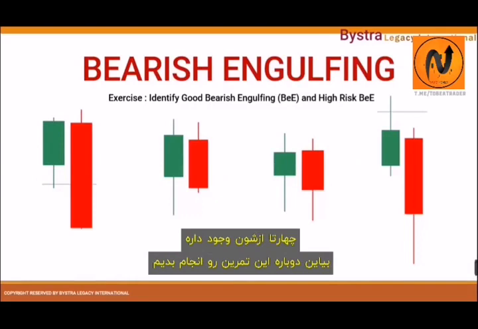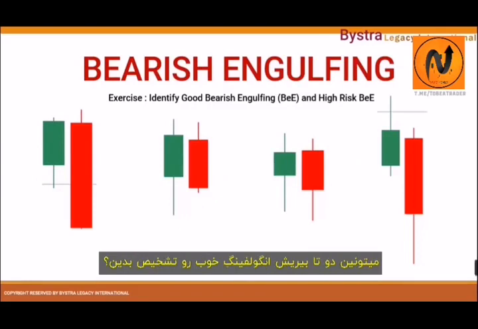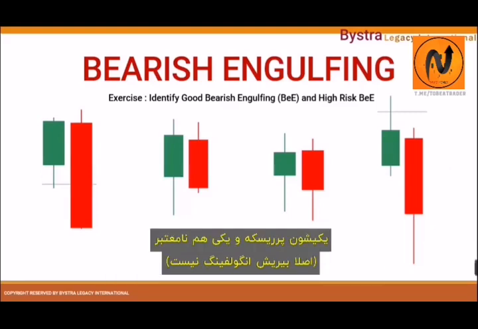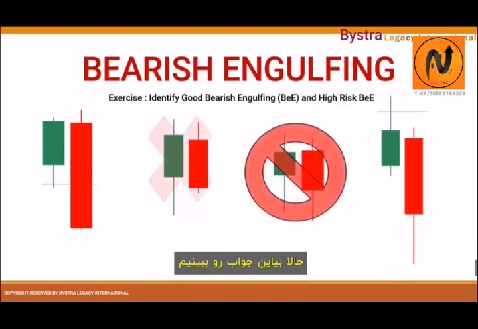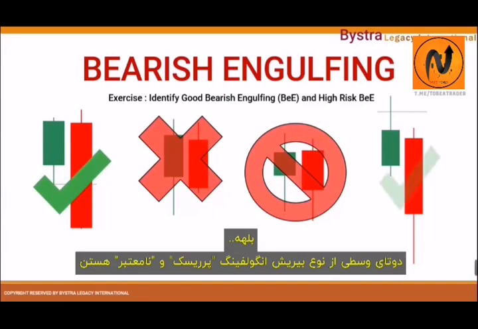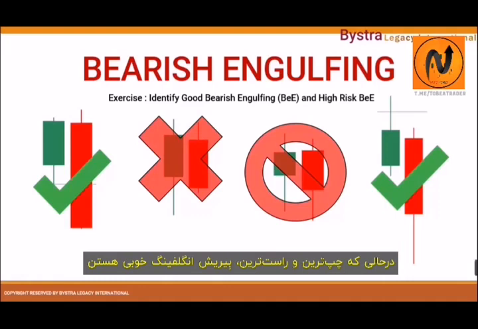So here out of 4, let's try this exercise again. Are you able to identify the 2 good bearish engulfing? One is a high risk and one is a no-no. Are you ready? Let's look at the answer now. Yes, both centers are the high risk and the no-no bearish engulfing, whereas the most left and the most right are the good bearish engulfing.